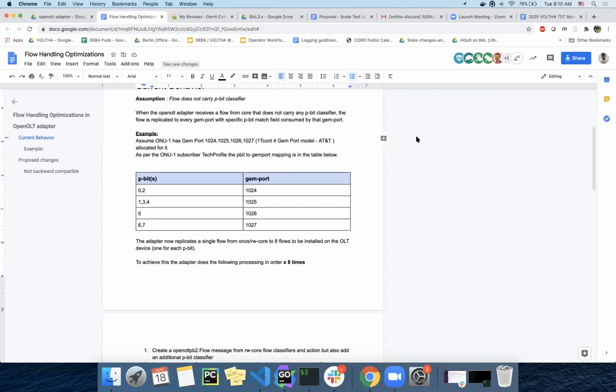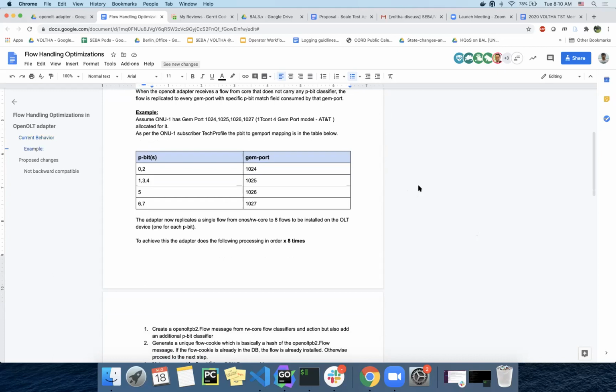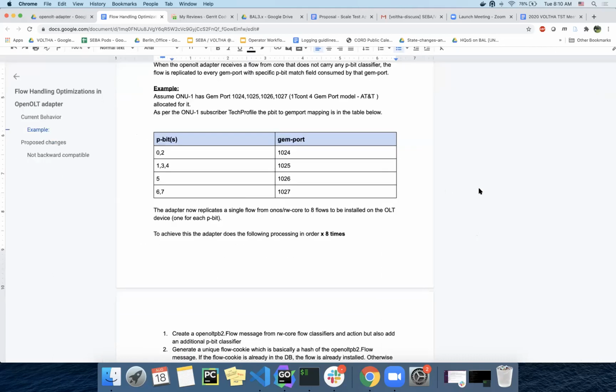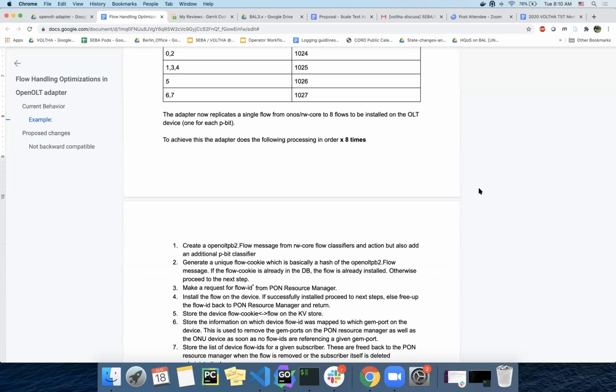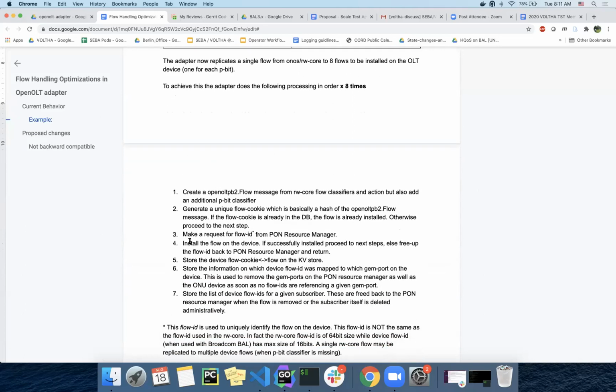So although ONOS is sending a single flow, you have to replicate it across all the p bits with a specific gem port classifier, so that you are able to cater to that particular packet coming from that particular gem port. So you do all this processing 8 times, once per particular p bit.